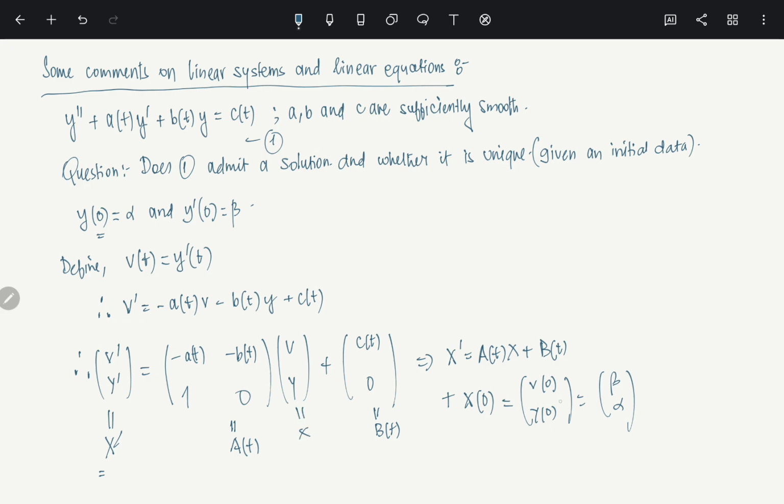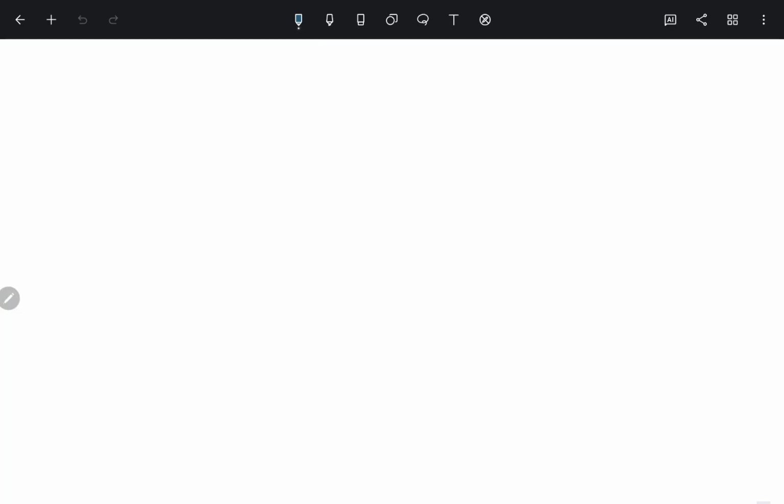So v at the point 0, y at the point, yeah, fine. So you see, this is a vector in R2. So it's a 2 cross 2 system, as I have always explained. Now, whether this problem has a solution or not, how does this problem look like?